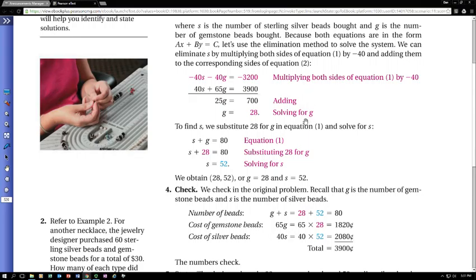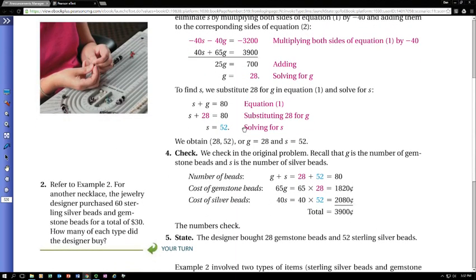Well, now that I have a value for g, that's one part of my solution to this system. I know how many gemstone beads there are. To find out the other one, I just substitute that into, and probably the easier equation would be that addition that equals 80. I put 28 in for g, so what does s have to be? Well, it'd have to be 52.